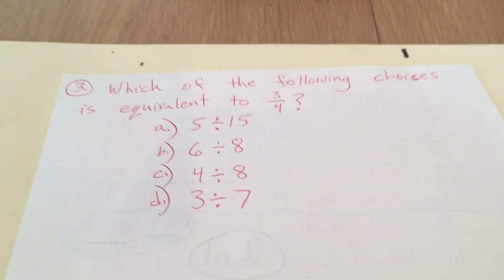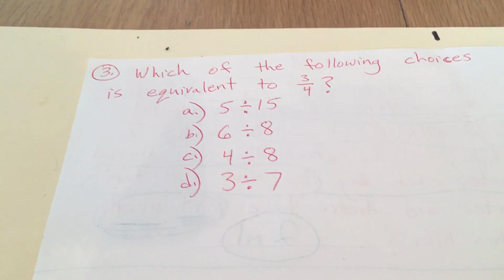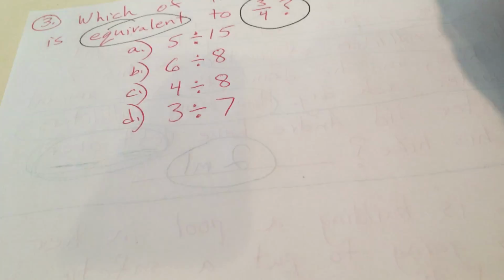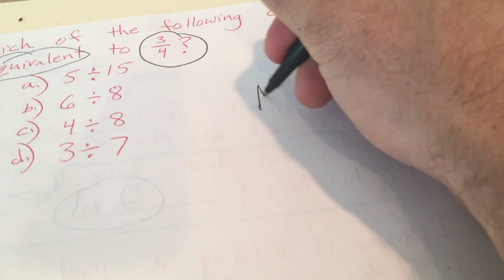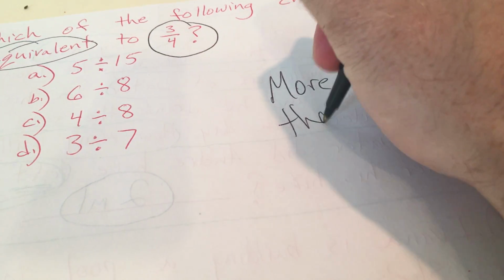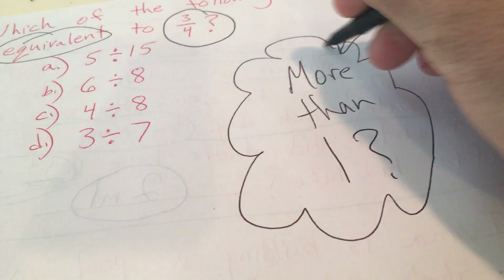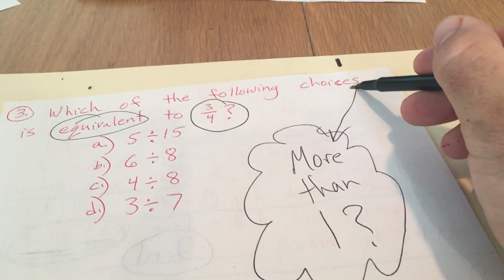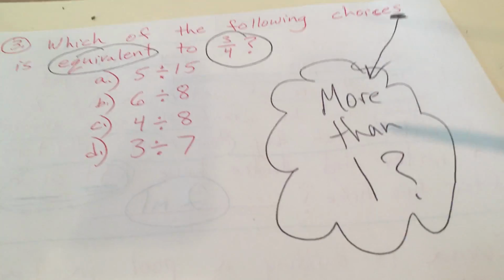Okay, last problem of the year before the All-Star Challenge. Number 3, which of the following choices is equivalent to 3/4? So choices is kind of showing me that there might be more than one answer. I'm going to bring that to my attention because it says choices, which is plural. So there might be more than one.